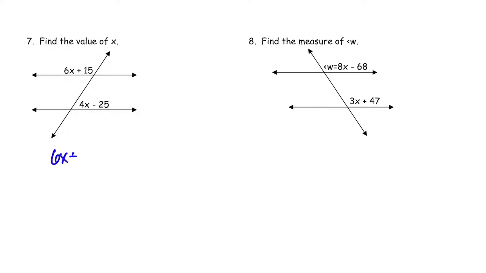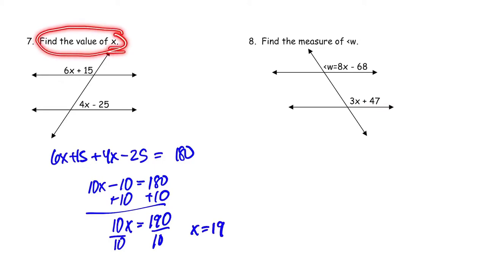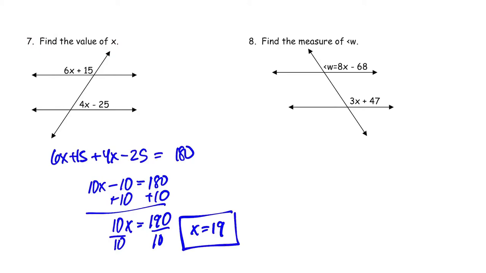Okay, 6x plus 15 plus 4x minus 25 equals 180. Now I'm going to combine my like terms. I got 10x. That's going to be negative 10, right? 15 minus 25. Okay, so that gives me 10x minus 10 equals 180. So now I have to add 10 to both sides. A little bit unusual, but not difficult. 10x equals 190. Divide by 10. X is 19. Let's see what the question wants us to find. Find the value of x. Got it. Done. All right, our last question.